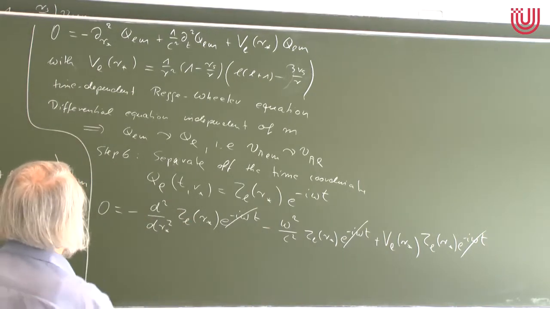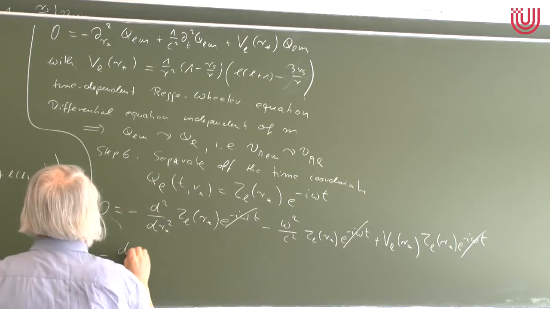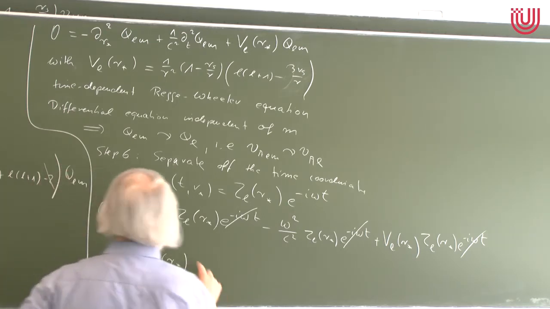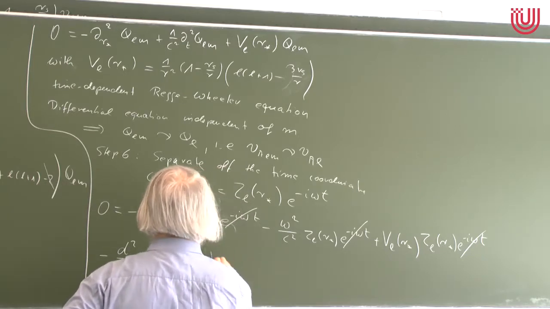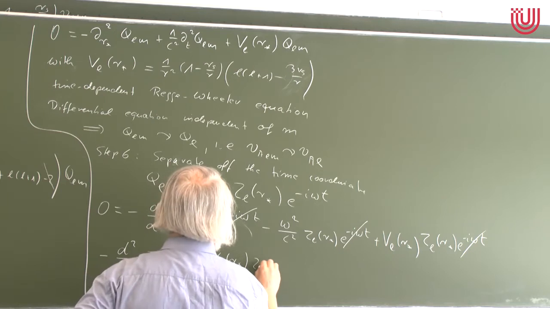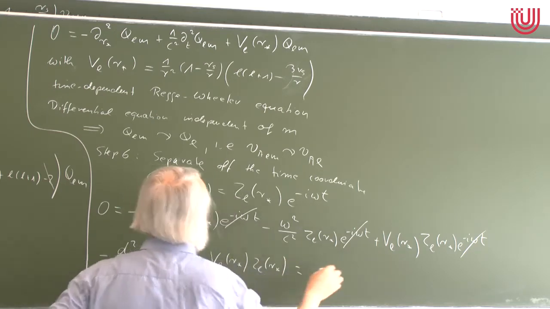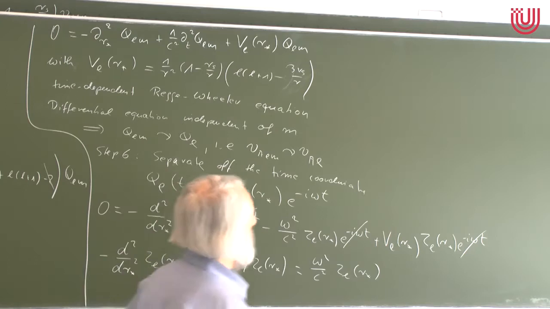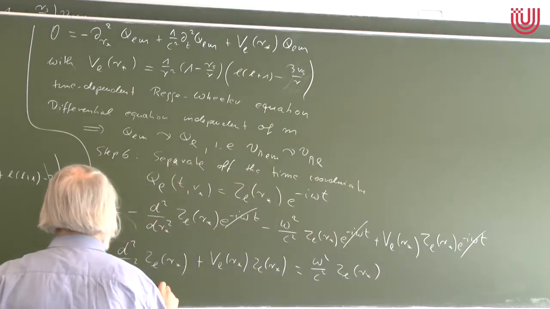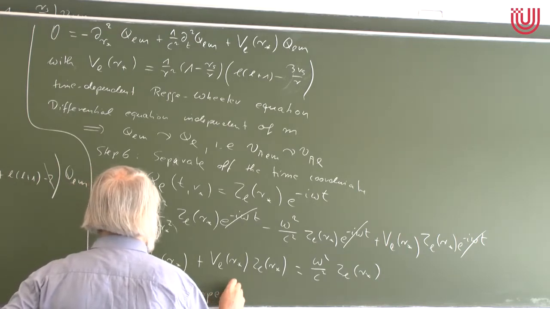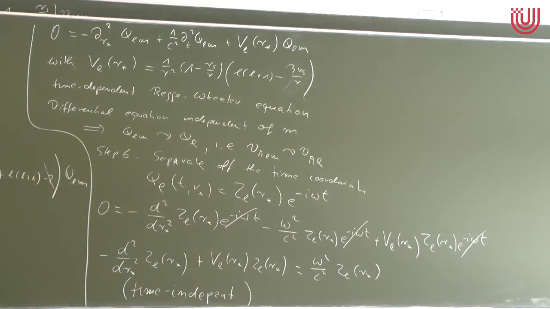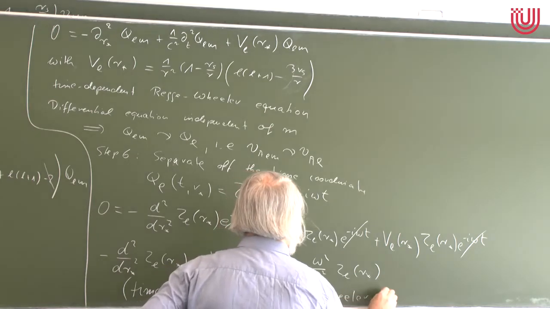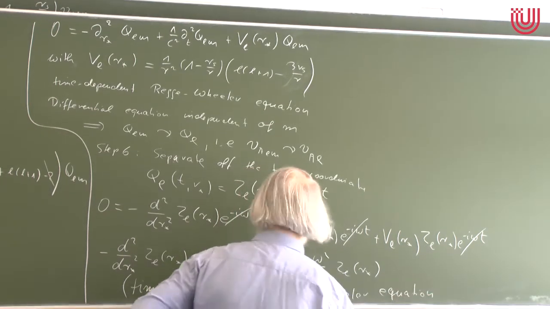Maybe I should write this term to the other side, then it's even more obvious that this equation should remind you of something. So this is this term with a minus sign, then I have plus the potential term times Z_L of r star, and this comes to the other side with a plus sign, omega squared times Z. So this is what is called the time-independent Regge-Wheeler equation. Or if one just says Regge-Wheeler equation, one usually means this. So I put this in brackets, Regge-Wheeler equation. So it's an ordinary differential equation for the radial function.